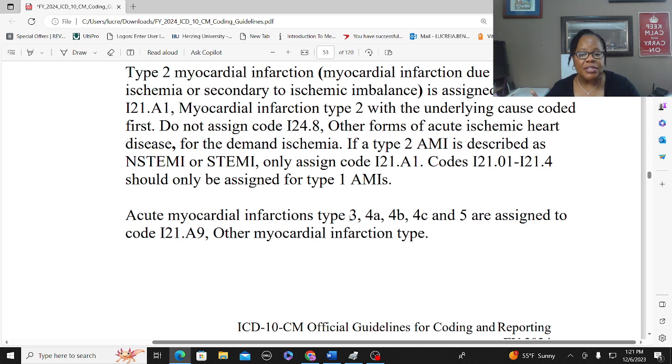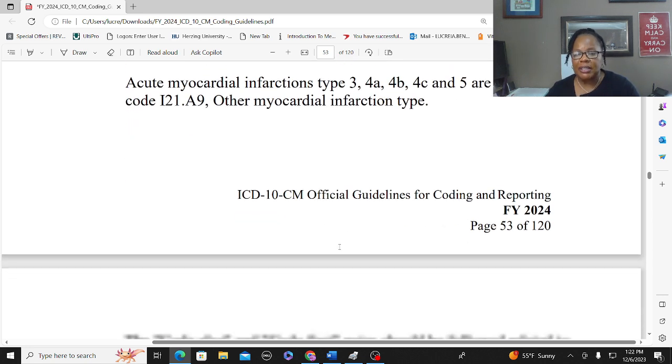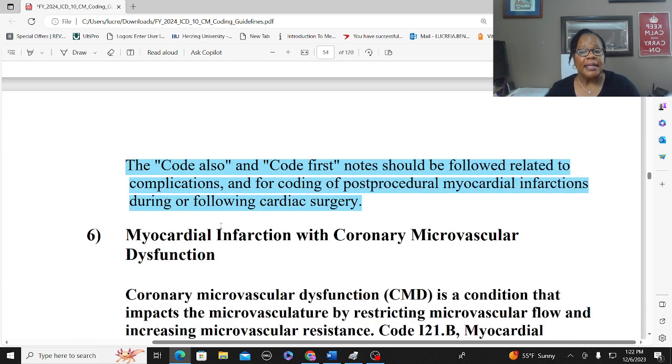Acute myocardial infarctions types 3, 4A, 4B, 4C, and 5 are assigned to code I21.A9, other myocardial infarction type. And it says here the code also and code first notes should be followed related to complications and for coding of post-procedural myocardial infarctions during or following cardiac surgery. Straight from the guidelines, straight to the point.